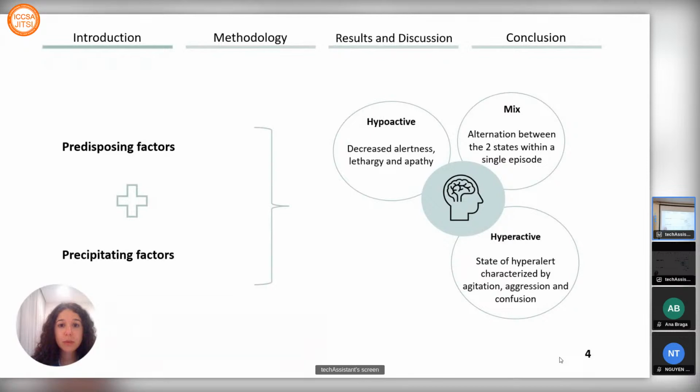Delirium is a result of interaction between predisposing factors present before hospital admission and precipitating factors that overlap during hospitalization, resulting in different subtypes based on the motor activity profile. Individuals exhibiting the hyperactive subtype present a state of hyperarousal, often characterized by hypervigilance, hallucination, and aggression. On the other hand, the hypoactive person presents a decrease in alertness, lethargy, and apathy. In turn, mixed delirium is the alternation between hyperactive and hypoactive states within a single episode.